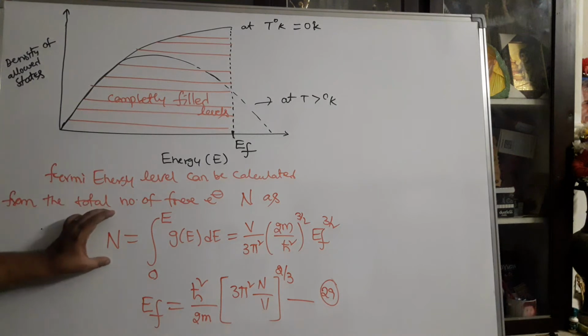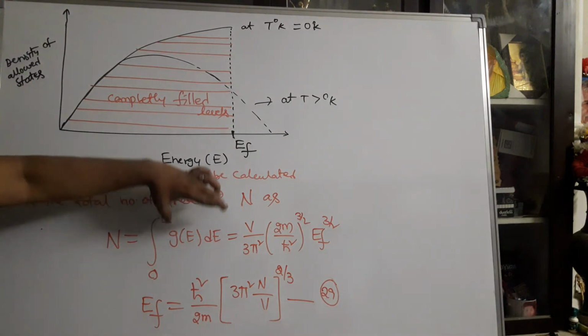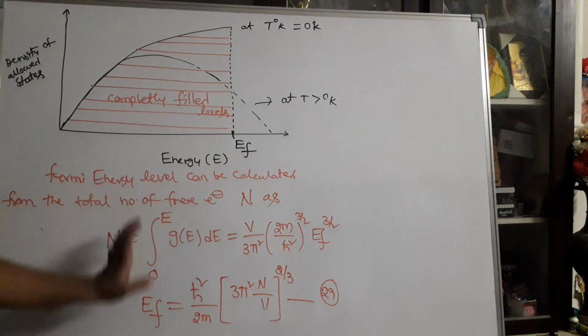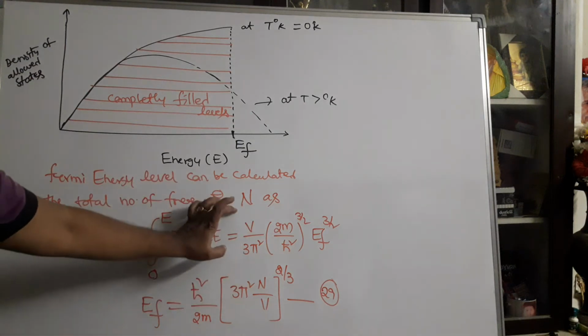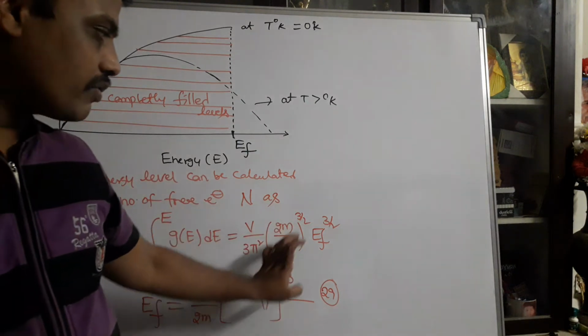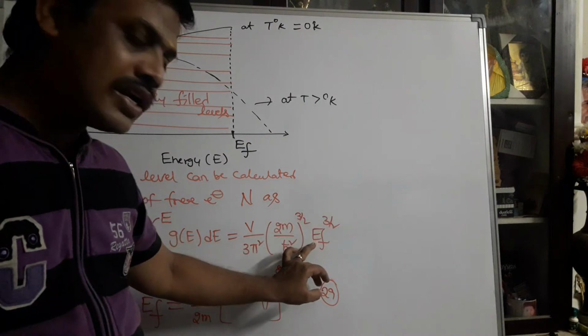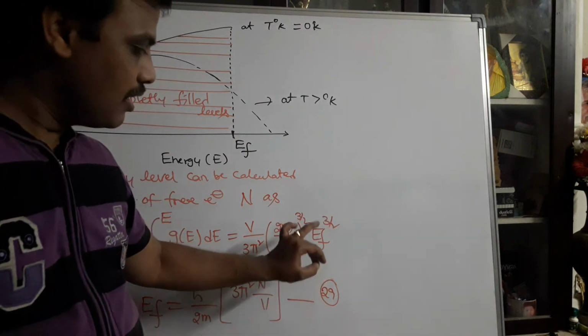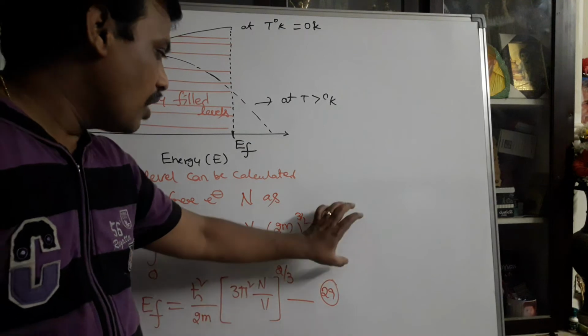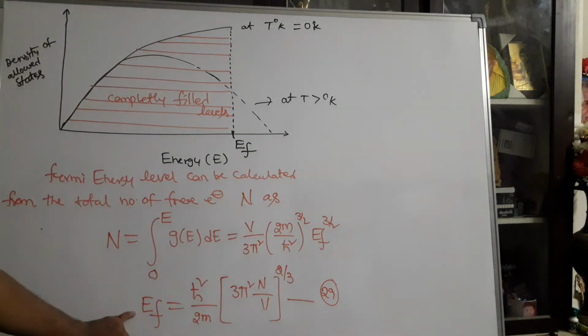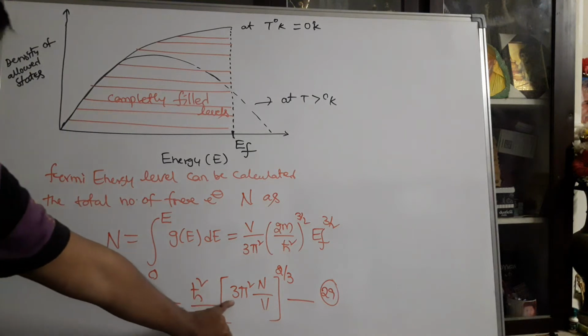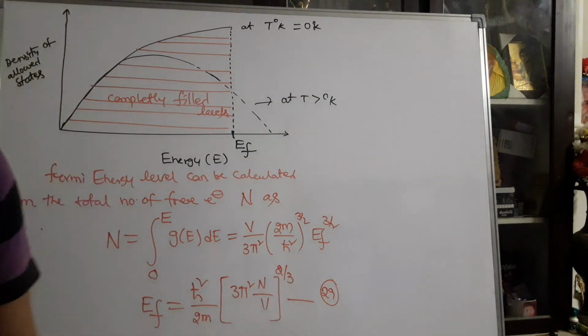So based on the number of free electrons in the Fermi energy level, the number of electrons can be taken as the integral of density of states. You get the result V by 3 pi square into 2m by h cut square whole power 3 by 2 into Fermi energy level whole power 3 by 2. On this calculation, you get the Fermi energy level as h cut square by 2m into 3 pi square N by V whole power 2 by 3. This equation gives the Fermi energy level.